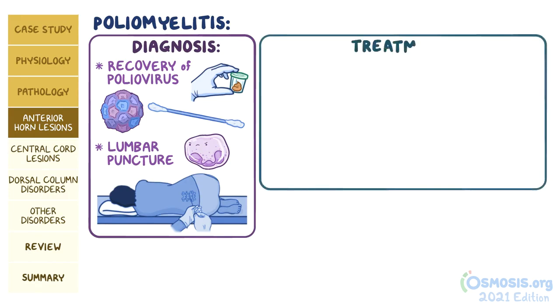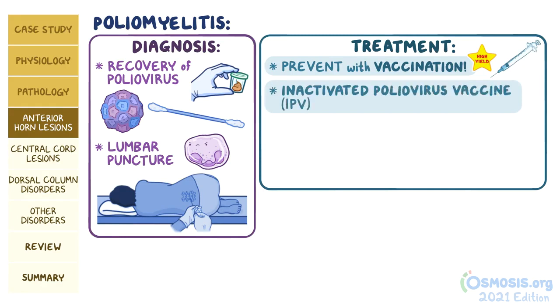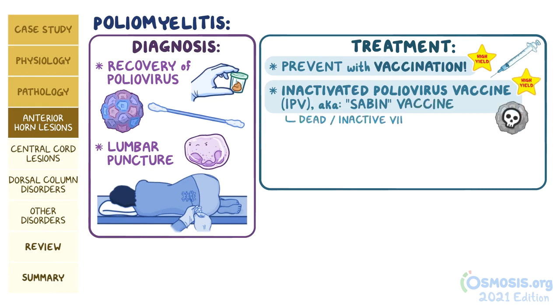There's no treatment for polio, but fortunately, it's possible to prevent infection with vaccination, an extremely high-yield topic for your exams. There's inactivated poliovirus vaccine, or IPV for short, also known as Sabin vaccine, which is made from dead or inactive viruses that's injected into the muscle.